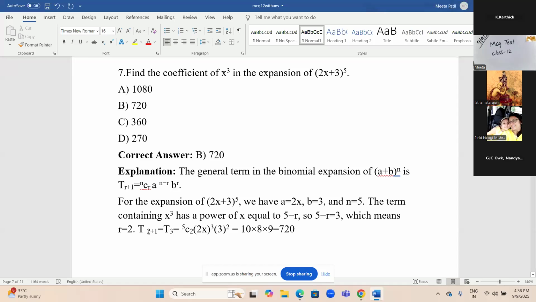So after that you are going to substitute the values of a, b, n and r. So what you are going to get is T(2+1), that means T3, which is equal to 5C2. So you have to solve this 5C2 using the combination formula: 5 factorial divided by 2 factorial into (5 minus 2) factorial. So after solving, you are going to get the answer as 720. The option B, 720, is the correct answer.